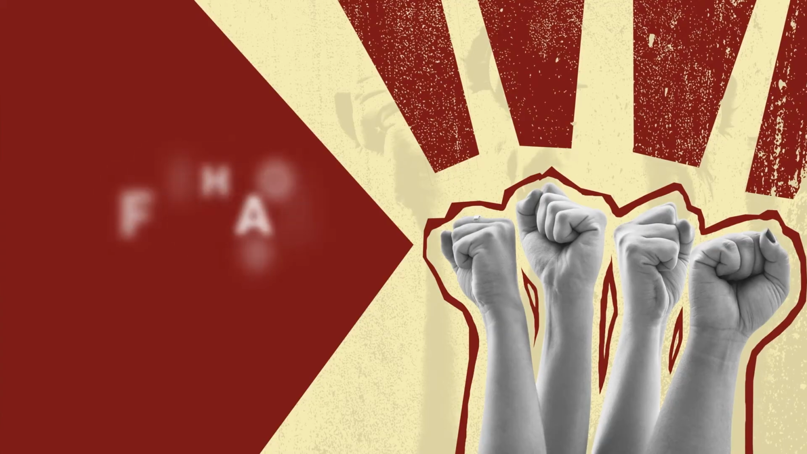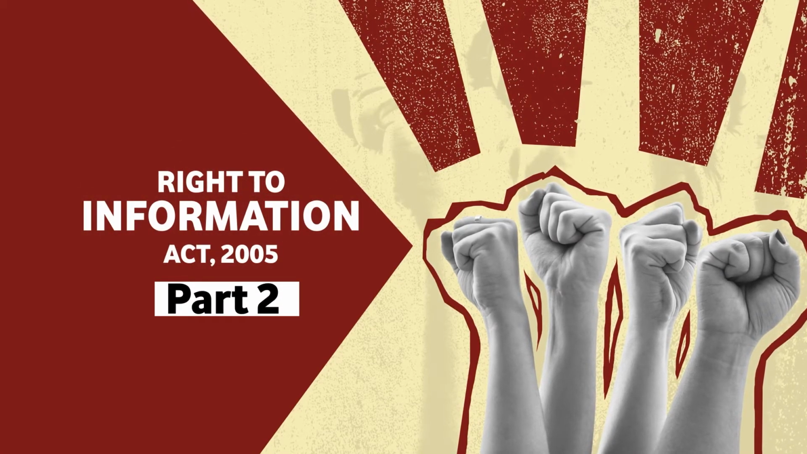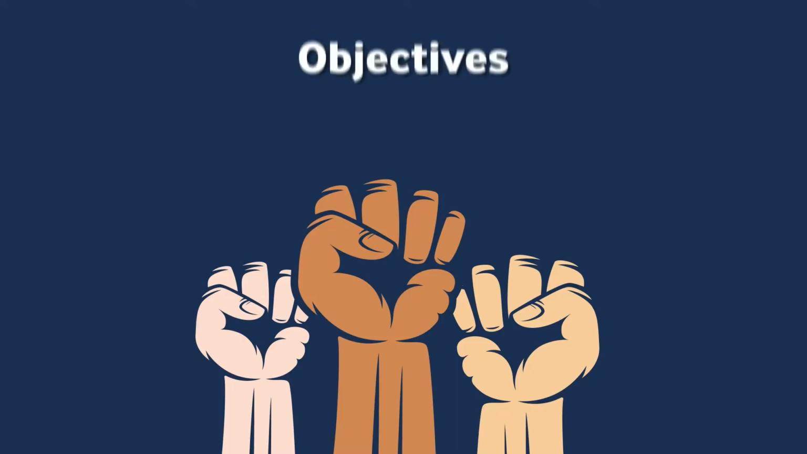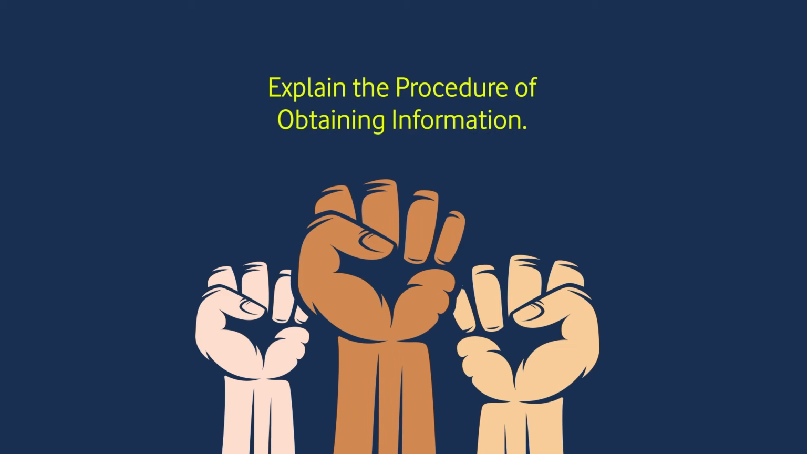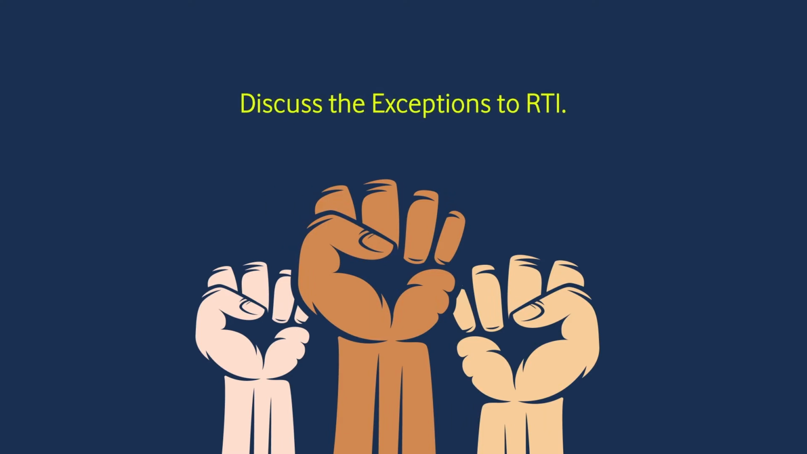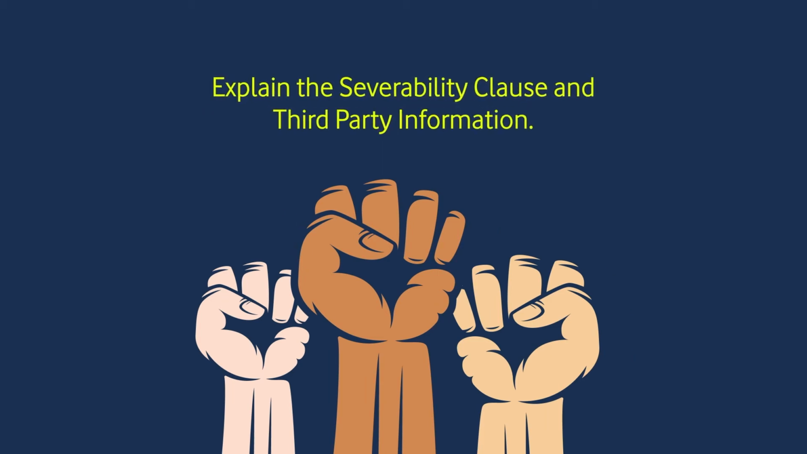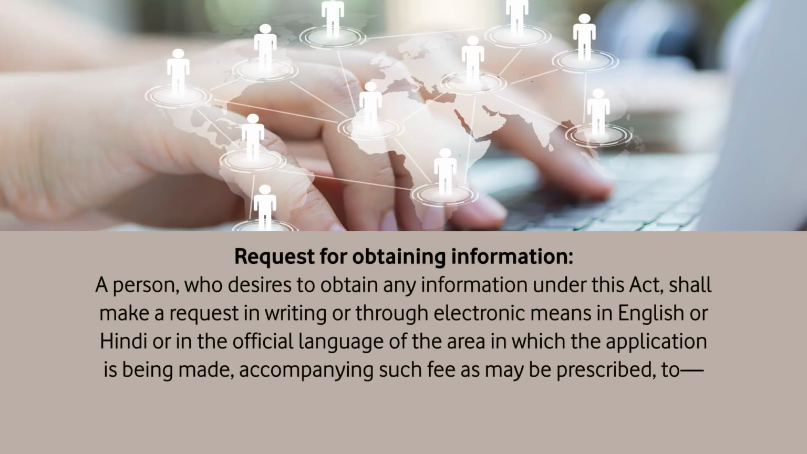Today we will be discussing Right to Information Act 2005, which got amended in 2019. The objectives of this session are, you will be knowing the procedure of obtaining information. This will also explain to you the procedure and timeline for disposal of request. We will discuss the exceptions to RTI. We will also discuss the grounds for rejection to access in certain cases, and we will explain the severability clause and third party information.